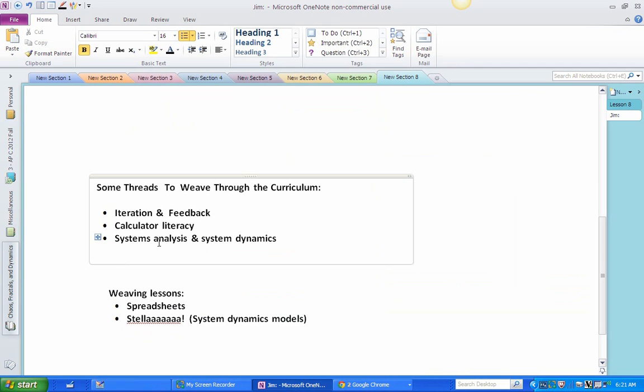Just to point something out, you'll notice it's systems analysis, although you can call it system analysis. And I said systems dynamics. It's more often just said system dynamics and system dynamics models.